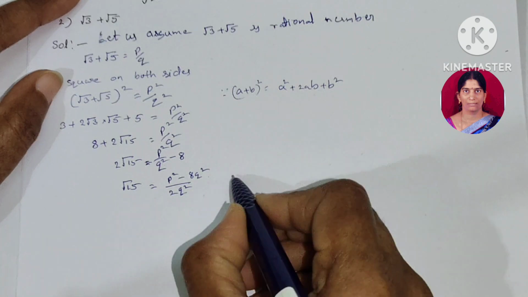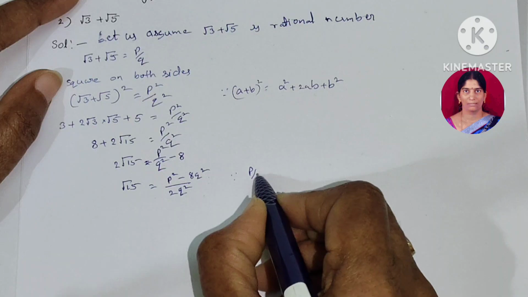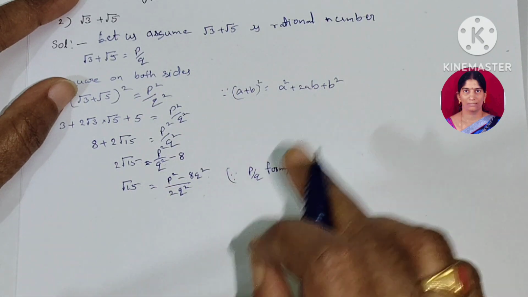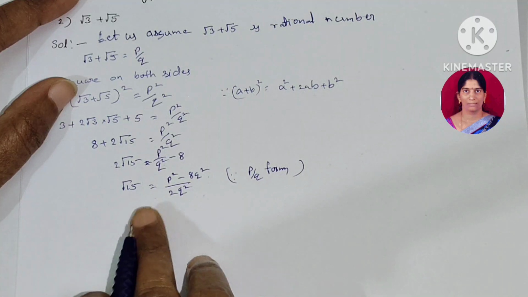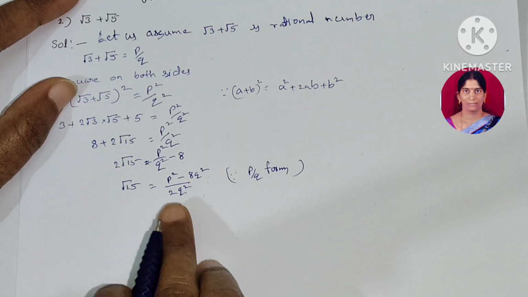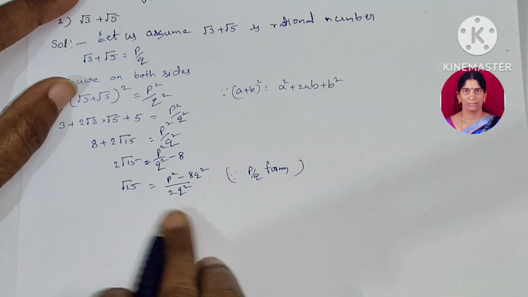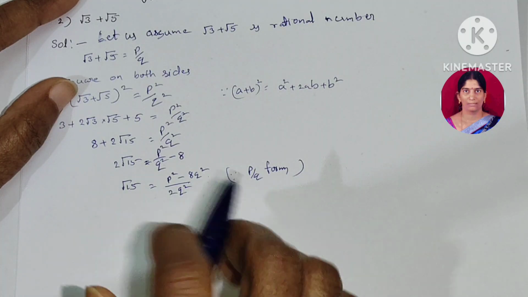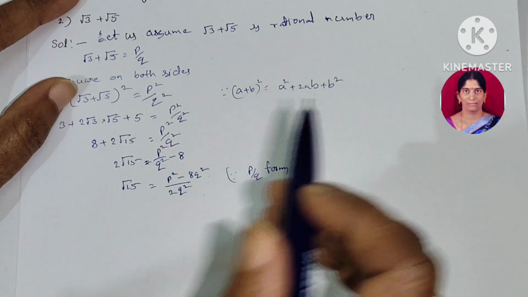So this is the p by q form. P by q form means root 15 is a rational number. But already we know that root 15 is an irrational number. So our assumption is wrong. So root 3 plus root 5 is an irrational number.